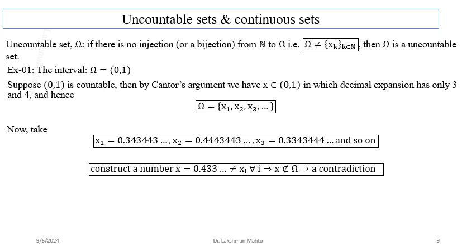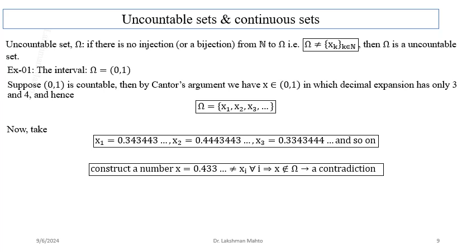A specific sequence of rational numbers, made from 3 and 4 in the decimal expansion. Now, from the given sequence, you construct a new point. How? You construct a point x so that it will not match any member of the given sequence, which has two decimal places, 3 and 4. It does not match with that. You are constructing it in a very smart way, and this constructed new number will not be in the given sequence.